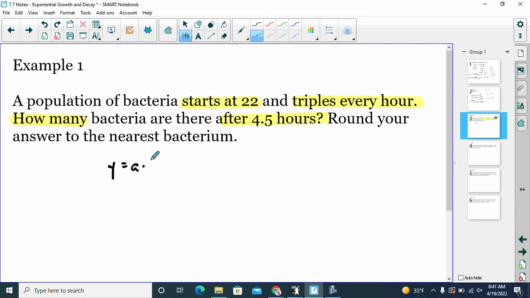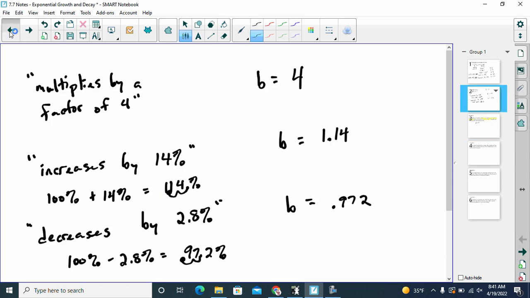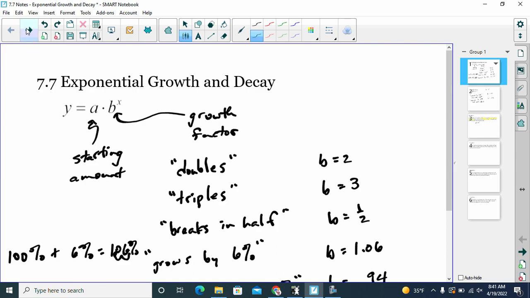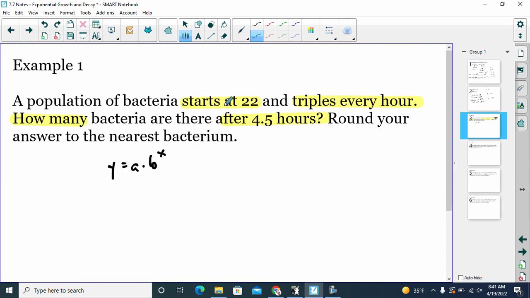An exponential equation, the general form is y equals ab to the x. I would write that equation down first. Think about what our a value should be. Remember, our a value is our starting amount. So the amount of bacteria we start with here pretty clearly is 22. And then our b value is the growth factor. The growth factor, if it says that it triples, should be 3.